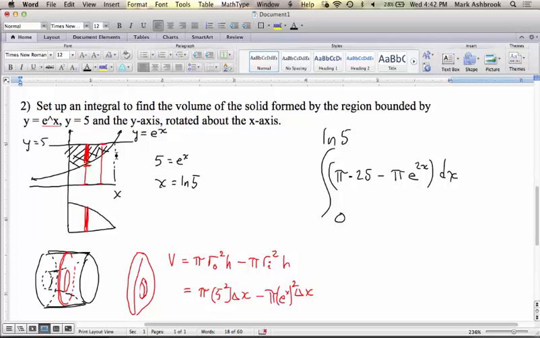Other questions? Yeah? How did you get ln? So that's just solving this for x. So it's the exponent of e that will give 5. That's a log, right? That's the log base e of 5, or the exponent of e that would give you 5. And that's natural log.